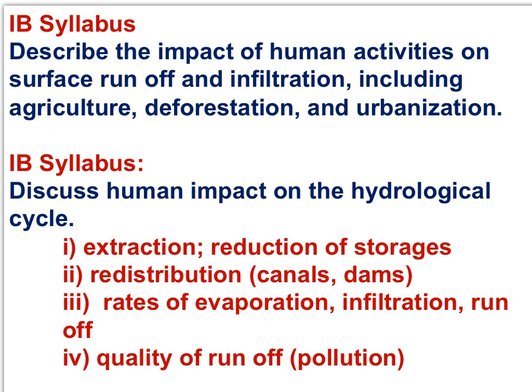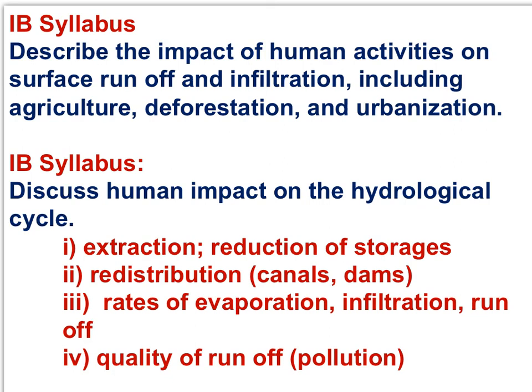Over the course of this movie, I have presented these two IB syllabus statements, and I have suggested that human activities are having the following impact on the hydrological cycle. Human activities are changing the rates of extraction. Thus, there's been a reduction of storages, a reduction of river flow and groundwater. Humans are redistributing water, moving surface water from one location to another using canals. As well, humans are slowing surface flow behind dams.